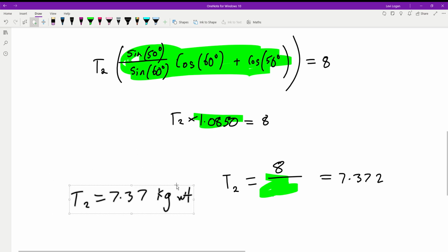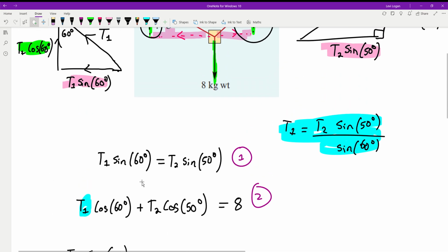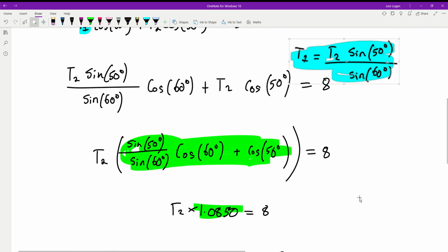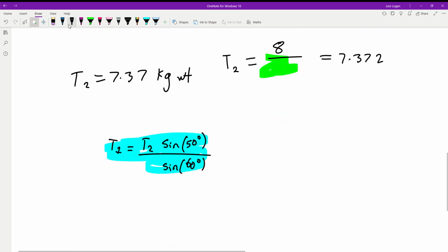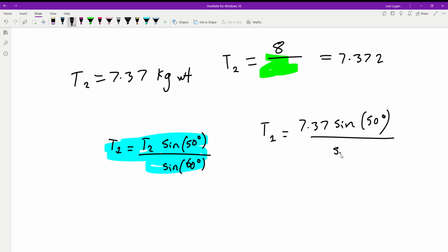You can then use this to work out the corresponding T1 force, okay? Because we already have an equation for it up here. So if we just move this all the way down, we can substitute it in. So T1 is equal to 7.37 sine of 50 degrees divided by sine of 60 degrees. You can chuck that in the calculator, so I'm going to put in the exact number to give you the answer to a couple of decimal places. T1 is about 6.5216 kg weight, okay?